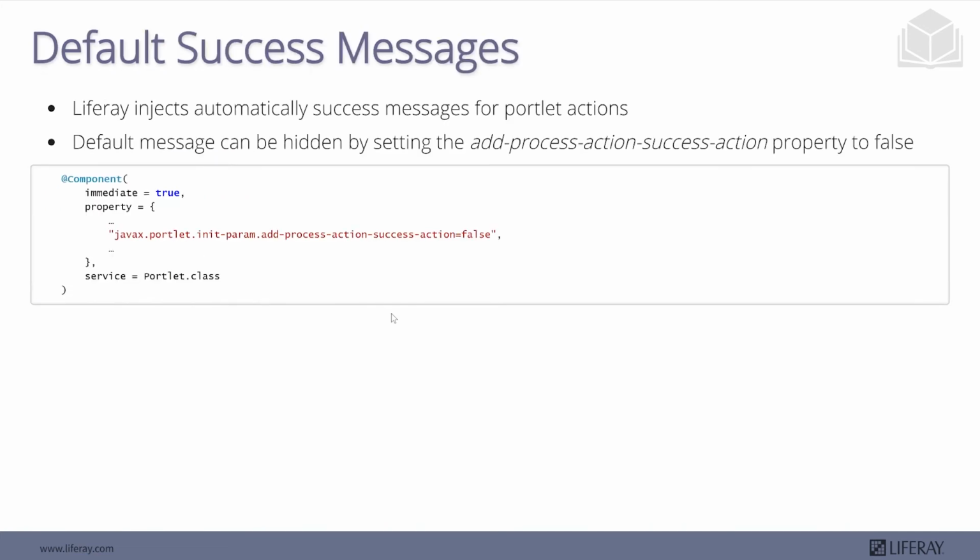So Liferay by default will automatically display a default success message. It just says your request completed successfully. Now, even if we have our own custom success message, it's going to double up. So we add this property here to hide the default message that shows up when an action is completed successfully. If you want the doubling up, you can ignore this, but it just kind of looks funny.